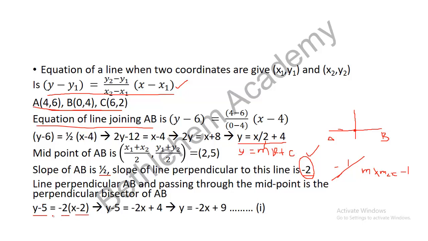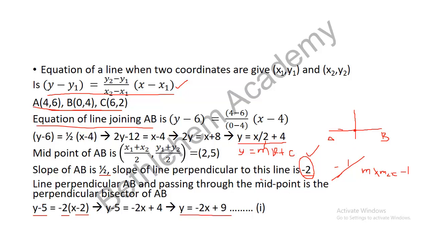That is the formula when slope and point is given. So y minus y1, that is equal to 5, is equal to m, that is minus 2, into x minus x1. X minus x1 is equal to 2. So when I simplify this, y minus 5 is equal to minus 2x plus 4, or y is equal to minus 2x plus 9. So this is the equation of the line perpendicular to side AB.